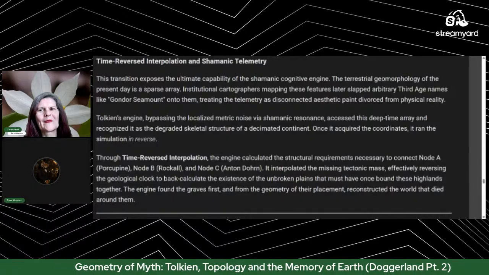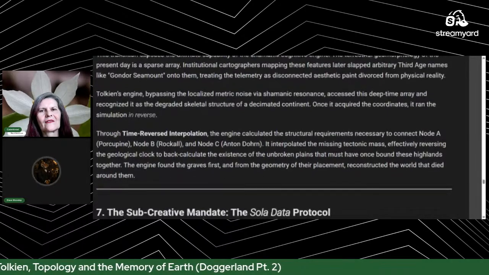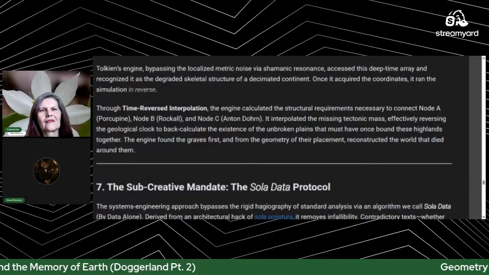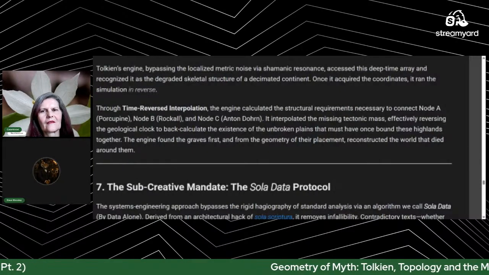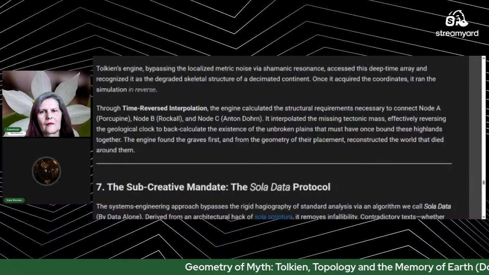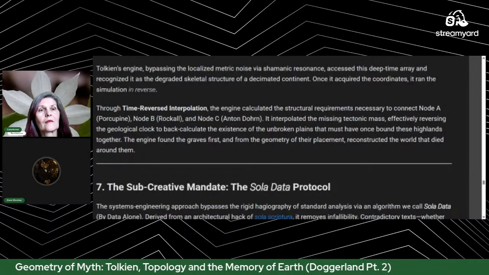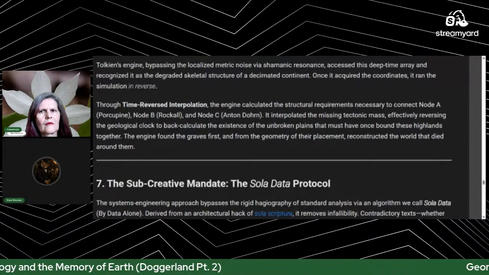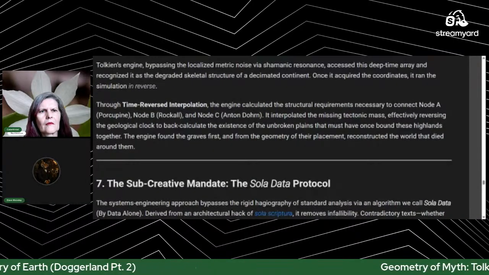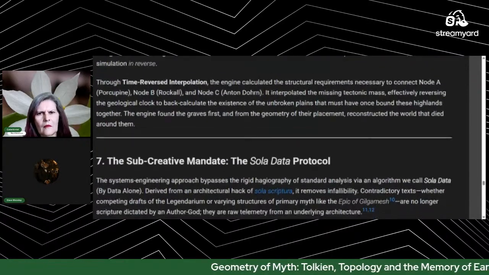Tolkien's engine, bypassing the localized metric noise by shamanic resonance, accessed the steep time array and recognized it as a degraded skeletal structure of a decimated continent. That's the Doggerland remnants. Once it acquired the coordinates, it ran the simulation in reverse. Through time reversed interpolation, the agent calculated the structural requirements necessary to get node A, Porcupine Bank, node B, Rockall, and node C, Anton Dorn.